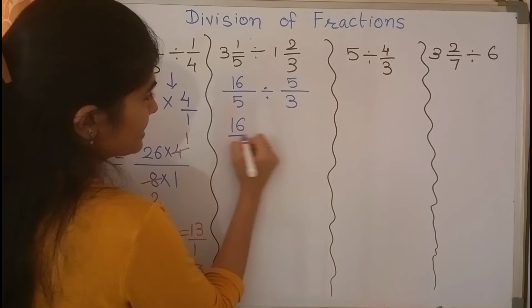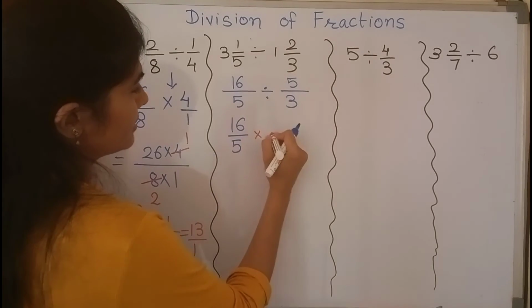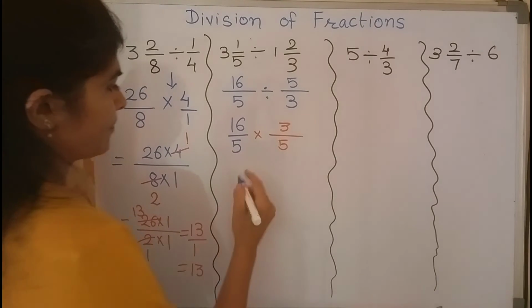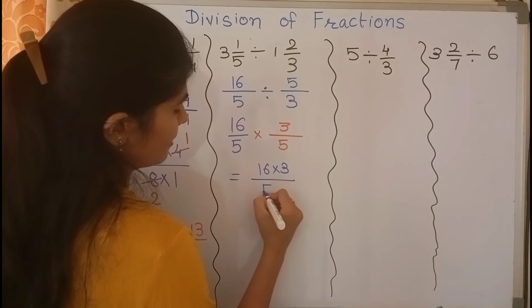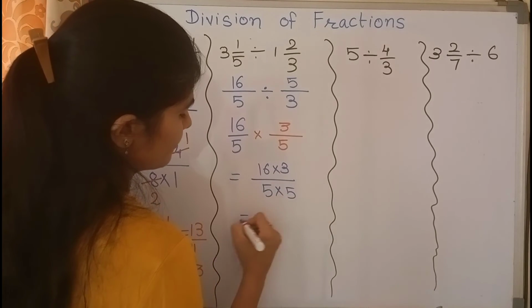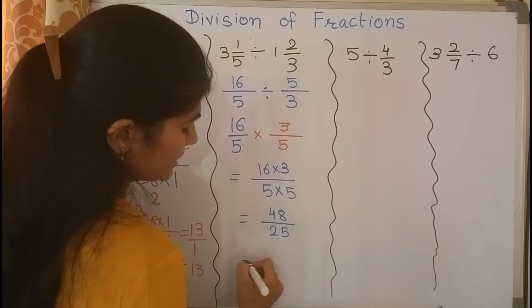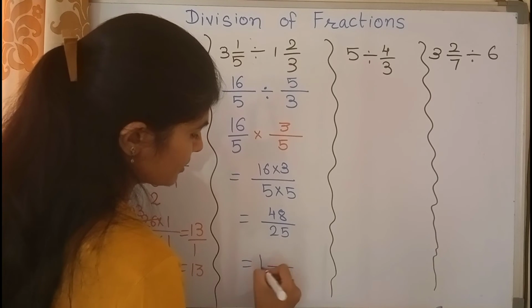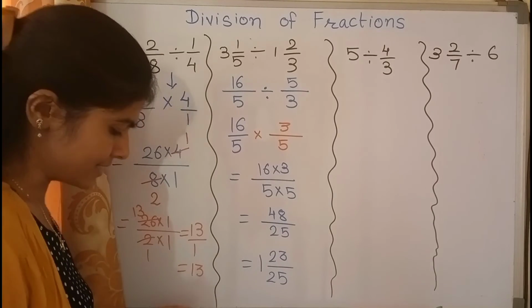So now next step is this one is as it is. We should change the sign of it and we should write down the reciprocal of this one. So it is 16 times 3 and here 5 times 5, so it is 48 over 25. It is an improper one, so I should convert it. 25 times 1 is 25 and 23 more. So it is my final answer.